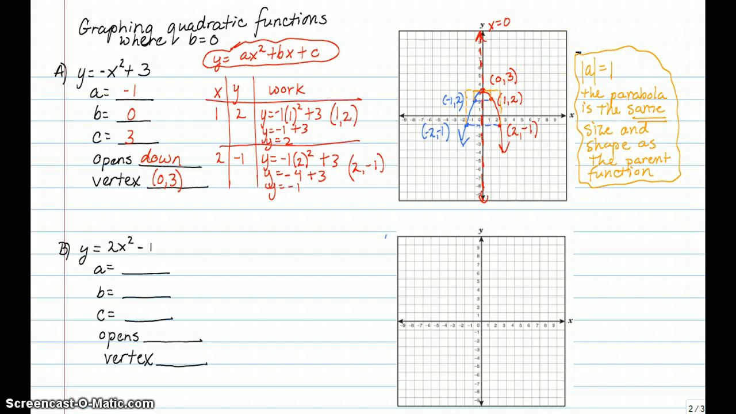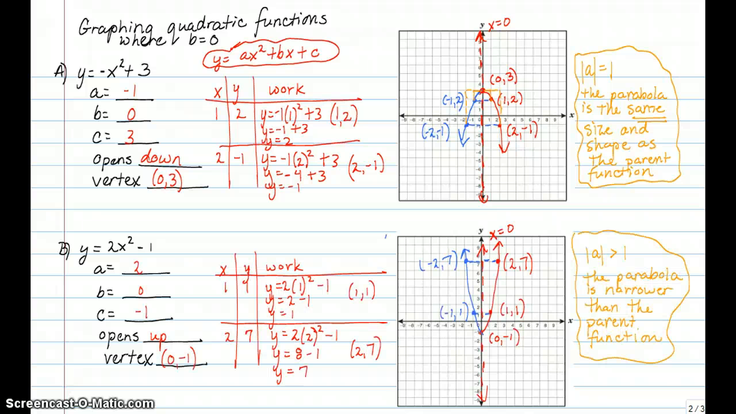All right, let's go to letter B, second one. Y equals 2x squared minus 1. Now this one you can't use the pattern on. You actually have to have a table of values. Go ahead and pause the video, try to do as much of it as you can, and then I'll turn it back on, and then I'll talk to you a little bit about it. One thing you will notice is it's narrower, and I'll talk to you about why it's narrower than the parent function.